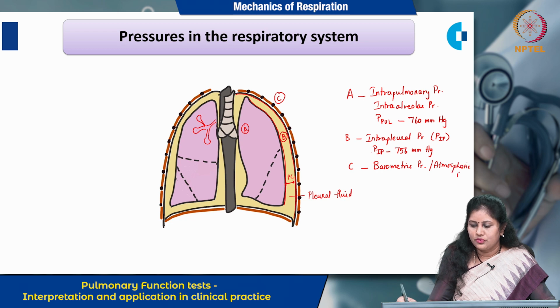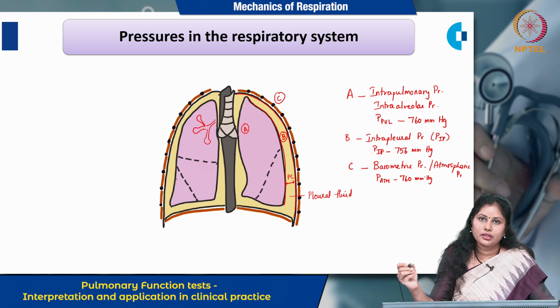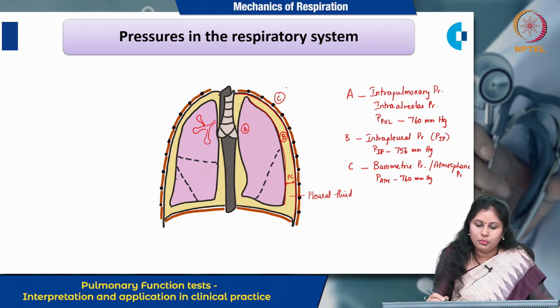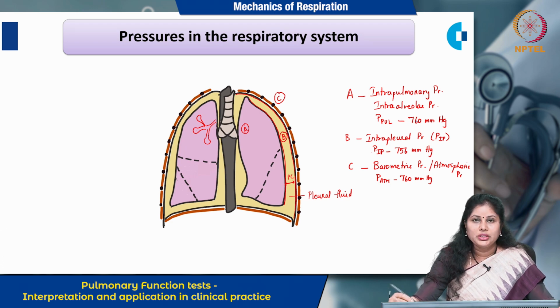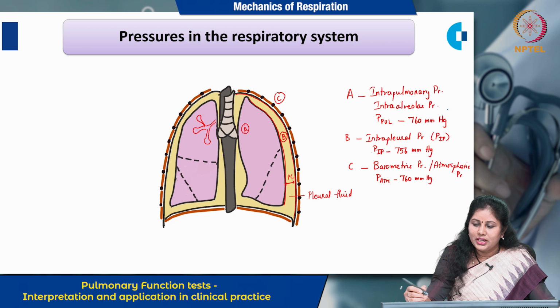Atmospheric pressure, we call it P atmosphere, which we know very well is 760 millimeters of mercury. Now, we can also refer to these pressures with respect to the atmospheric pressure. We always refer to the pressures with respect to the atmospheric pressure. So in that way, we can write intrapulmonary pressure with respect to the atmospheric pressure as A minus C, which is 760 minus 760, and we refer to it as 0 millimeters of mercury.